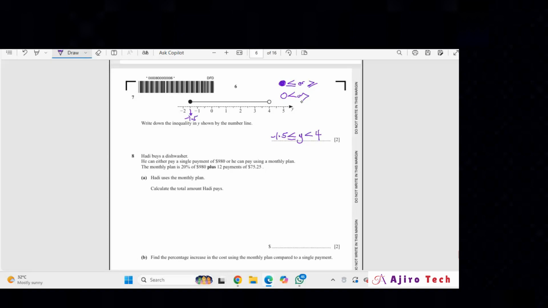Even though it's less than or greater than, if it is a circle without shading, that means that particular point is not included. But if it is a circle that is shaded, it means that particular point is included in your numbering.